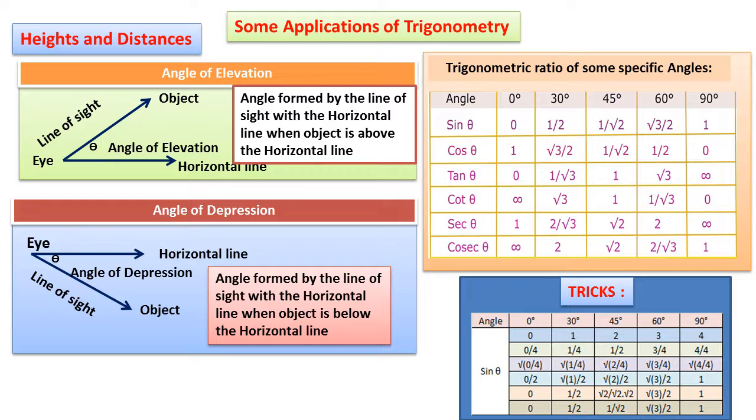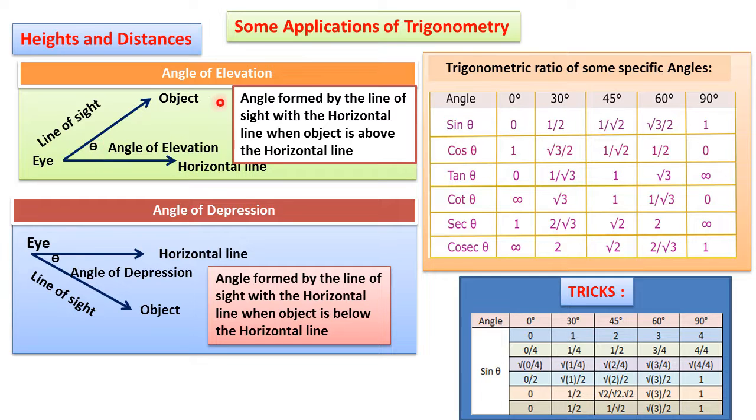If the observer is looking down towards the object, that is, below the horizontal line, the angle formed is called the angle of depression. And when he is looking at the object, the line formed is called the line of sight, and here I have the horizontal line. This angle is called the angle of depression.